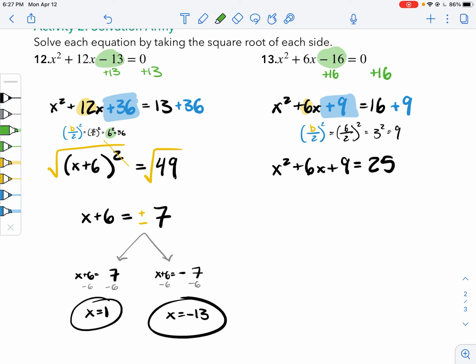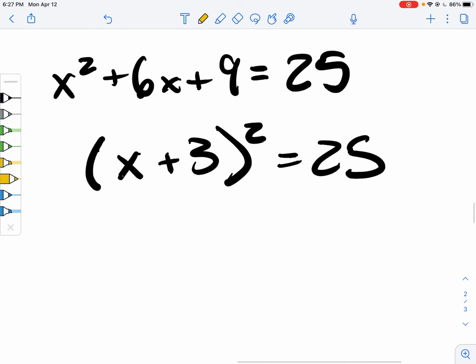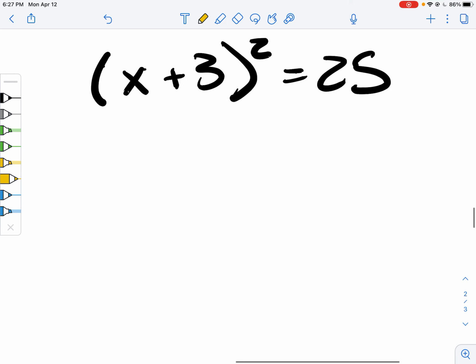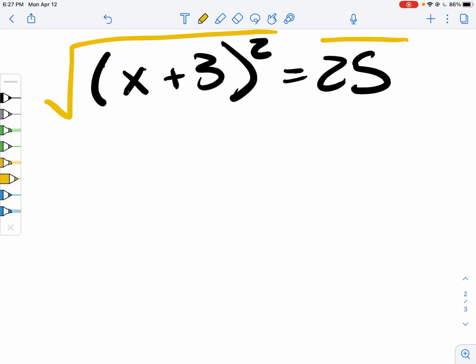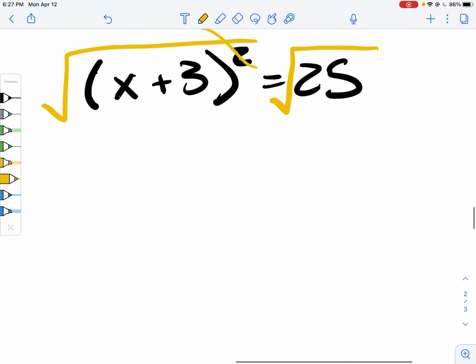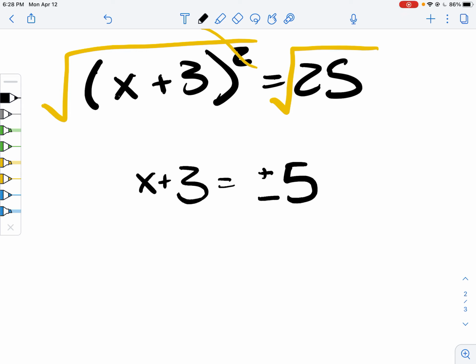Oh, but hey, this 3 squared, we did this whole thing. We made this a square because x squared plus 6x plus 9 is x plus 3 squared. Awesome. Now we can solve this equation by taking the square root. The square is going to cancel out with the square root. That's really nice, leaving us with x plus 3 on this side, and the square root of 25 is 5, positive or negative.